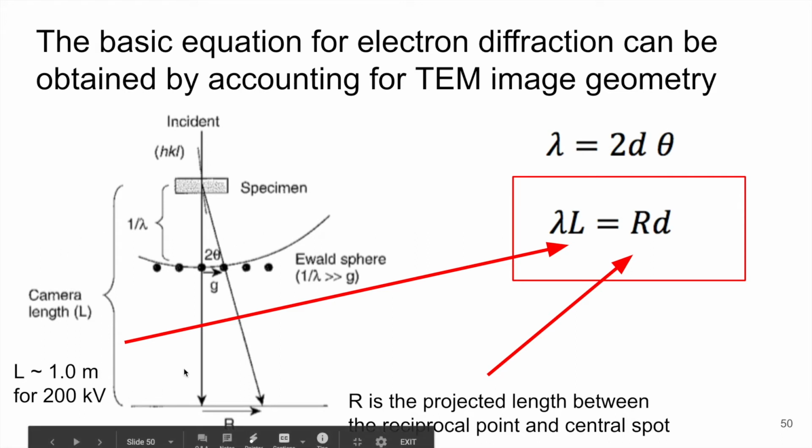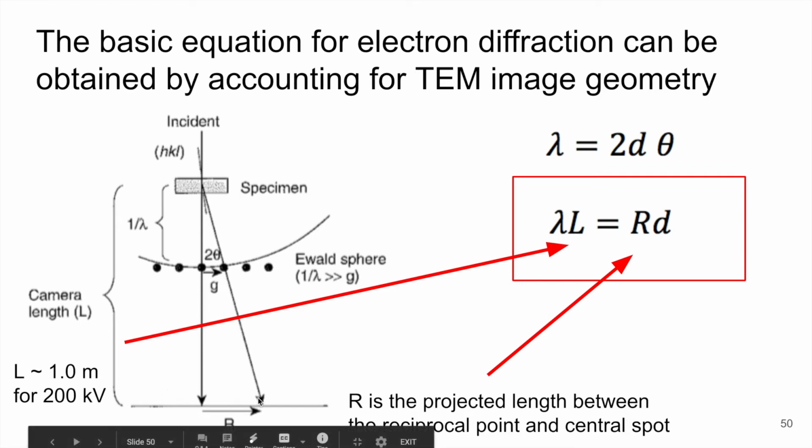Additionally, the geometry of the TEM and the camera, where basically the image is taken, can be added into this equation to give us a basic equation for electron diffraction. When we talk about image geometry, we're really talking about the specimen and how far away the image is, right? Because we're basically projecting this reciprocal space onto a much more magnified image plane. And so R is a magnified version of the vector between those two spots, and it gets larger as this length, this camera length between the specimen and the image plane, gets larger and larger.